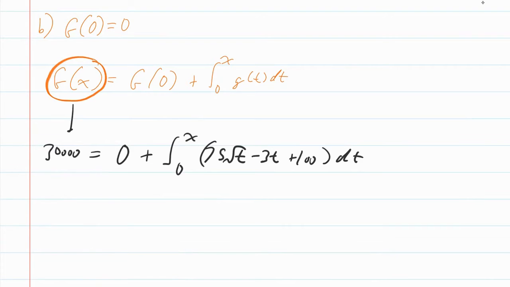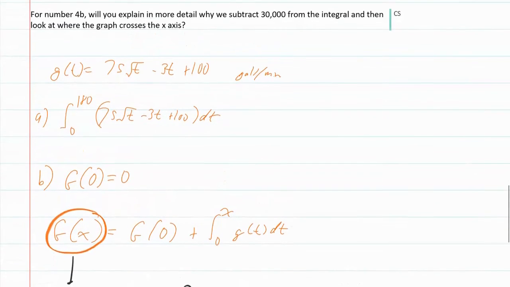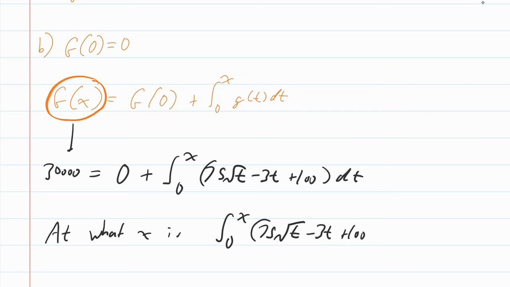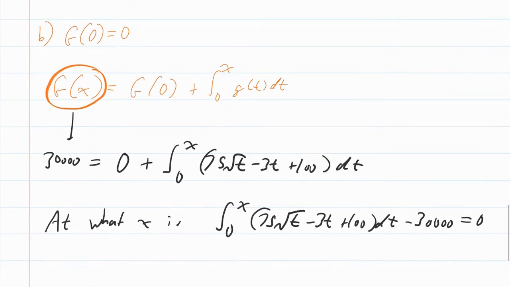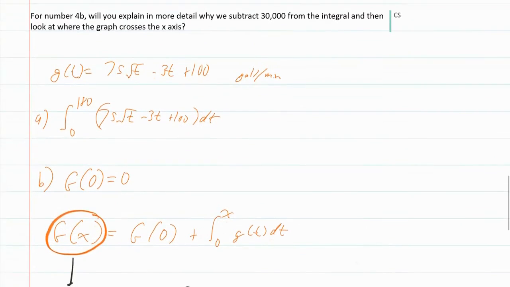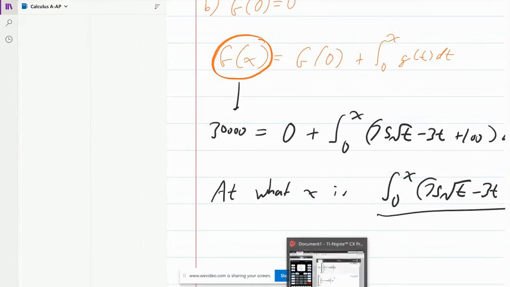Well, I can just set these equal, or I can use the graphing calculator and set them equal to 0. So I think that according to your question, that's what I've done. I've said I need to figure out where this is happening. So why don't we just say at what x is the integral from 0 to x of 75 root t minus 3t plus 100 dt minus 30,000 equal to 0. So if we can graph this in the graphing calculator and figure out what's going on there, then okay. So I'm going to go ahead and do that.